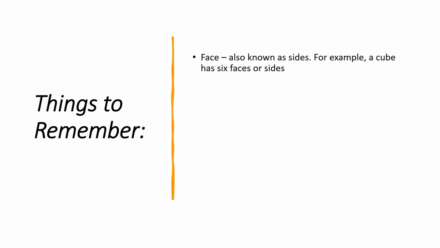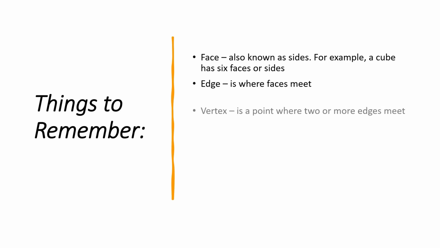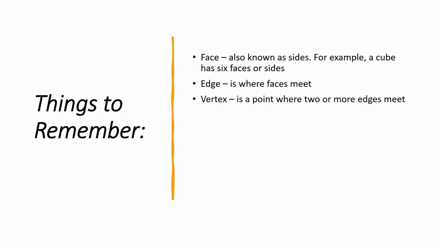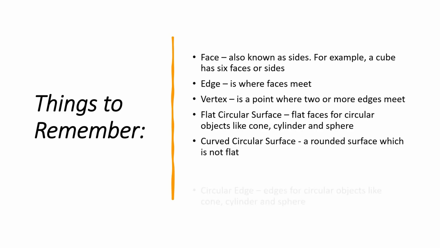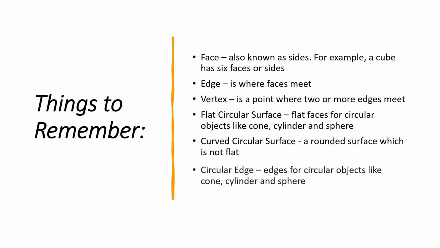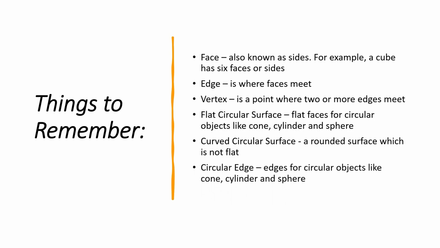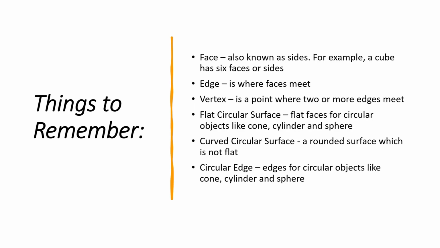So these are things to remember. Face, also known as sides. For example, a cube or a cuboid has 6 faces. Edge is where faces meet, and vertex is a point where 2 or more edges meet. Flat circular surface are flat faces for circular objects like cone, cylinder, and sphere. Curved circular surface is a rounded surface which is not flat. And a circular edge are edges for circular objects like cone, cylinder, and sphere.